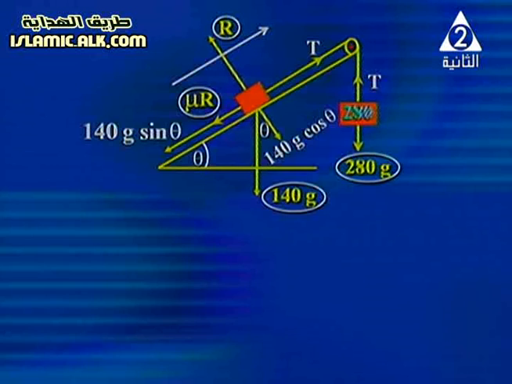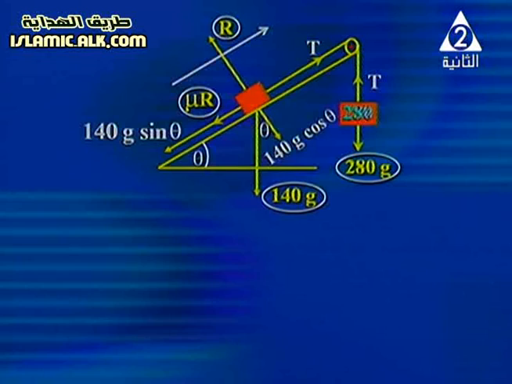Its weight represents perpendicular to the horizontal. We resolve 140 g with two vertical lines, the x-axis and y-axis. The first is vertically downward, 140 g cosine theta. Why? Because the rough plane is inclined with the horizontal plane by theta.